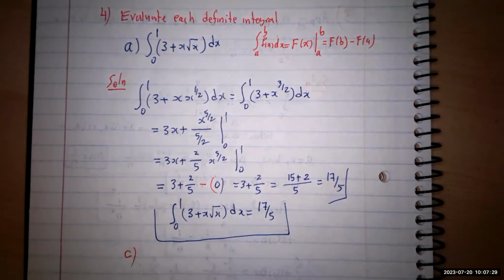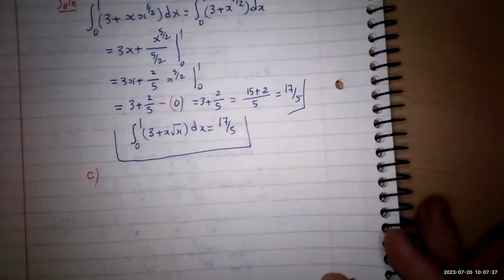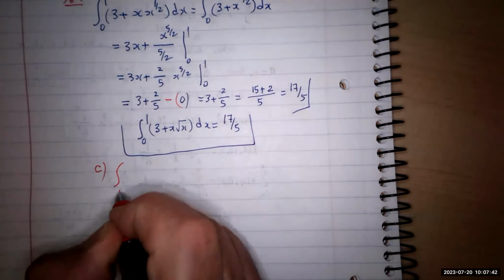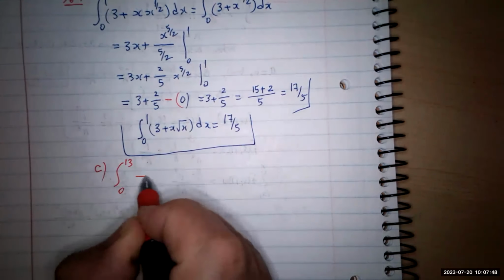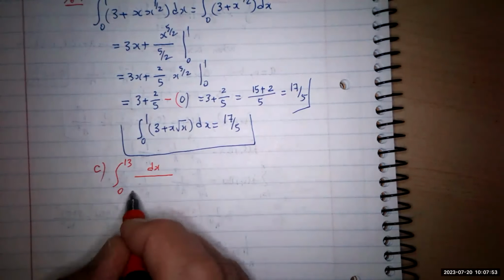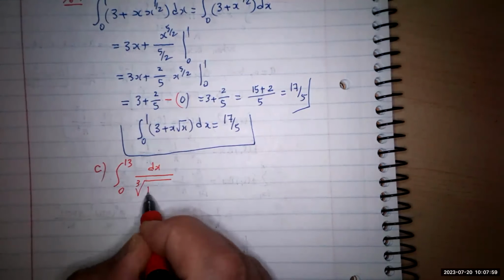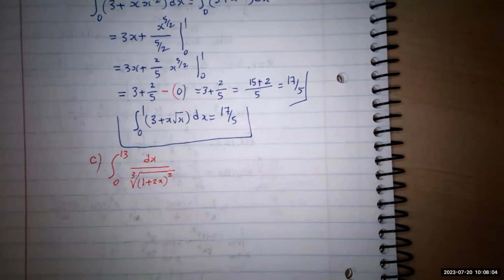Part C. Part B is the same, it's too easy. I want to make sure you get time to explain this. Part C. What's part C? Integral from 0 to 13, dx. And you have the cube root of (1 plus 2x) all squared. It's the most general one that you may have with the substitution method.